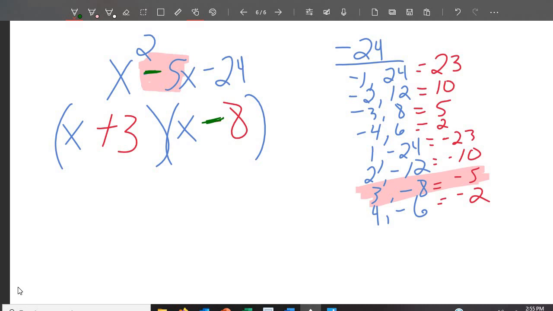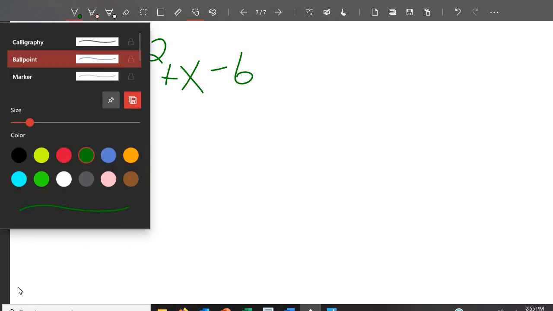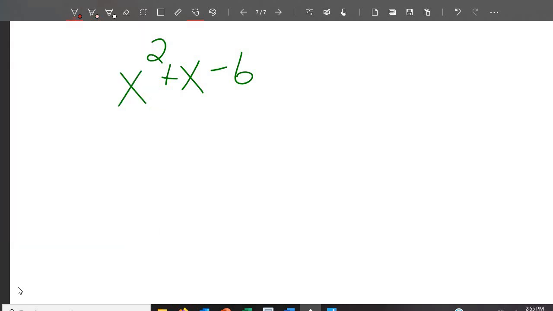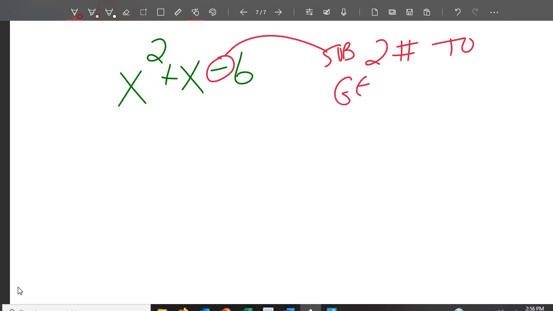Now, I want to do this without listing all the factors, because I want to show you. Let's say we had x squared plus x minus 6. This sign at the end, you can think of it as meaning subtract two numbers to get the number in the middle.